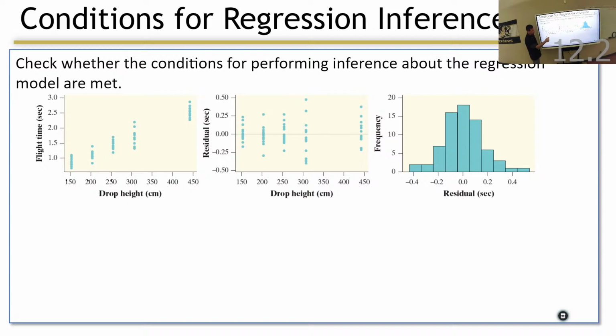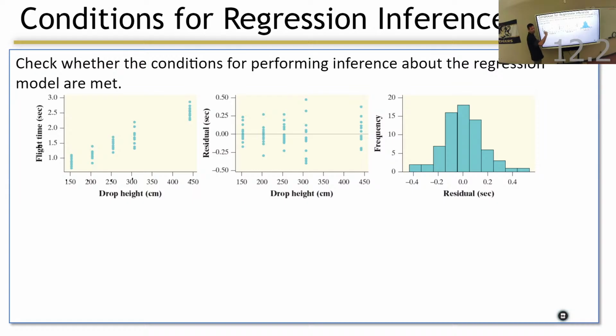They dropped them from 250. They dropped them from 300. Say again? Centimeters. Sorry, thank you. That would be really high. And then 450. And then they saw how long it was in the air. So that's why they're all vertical lines.